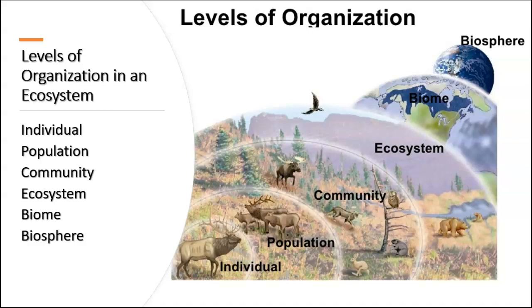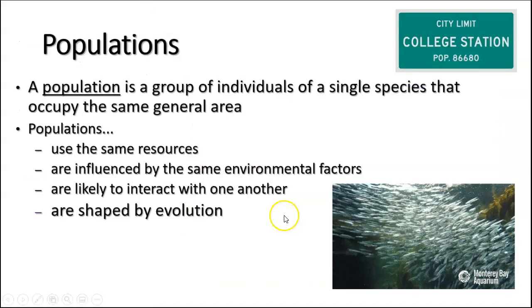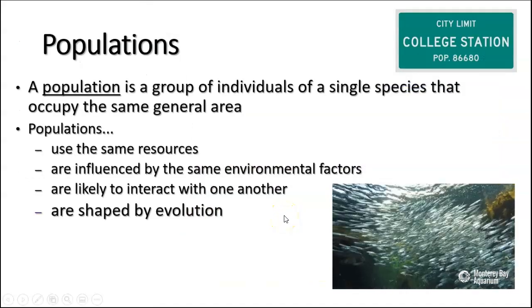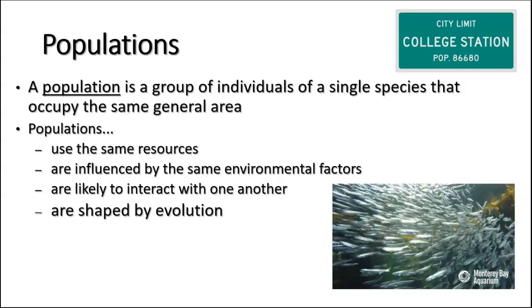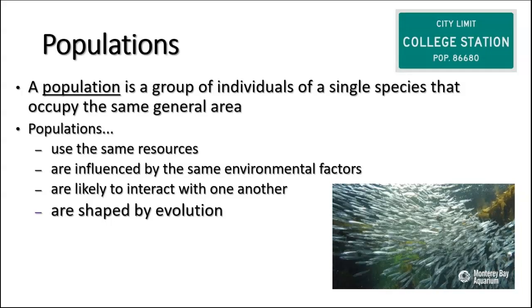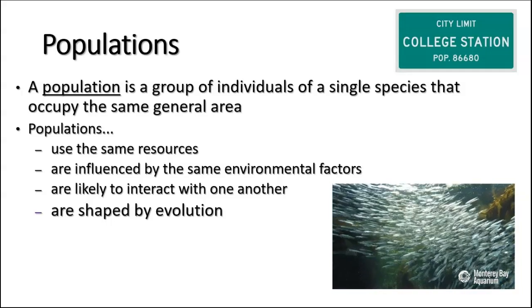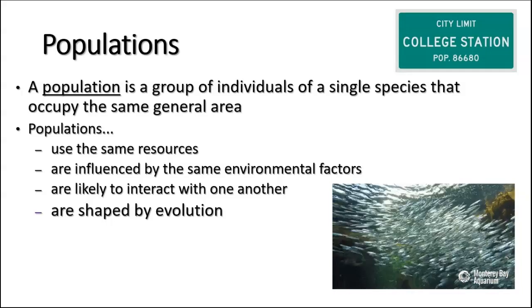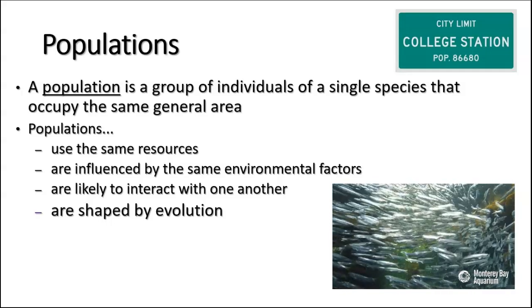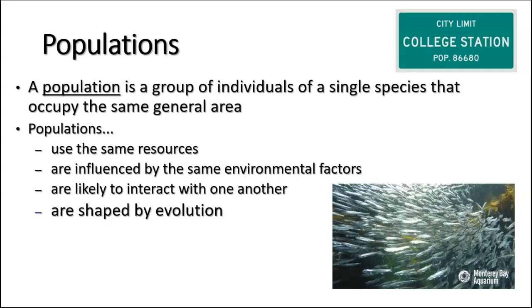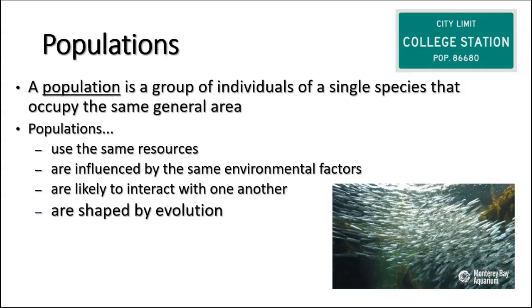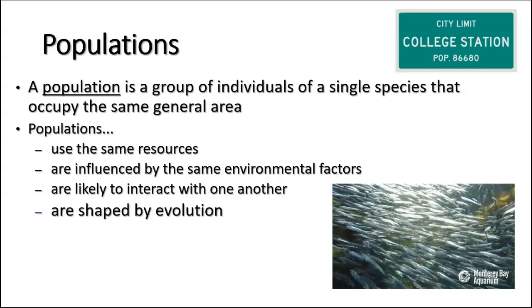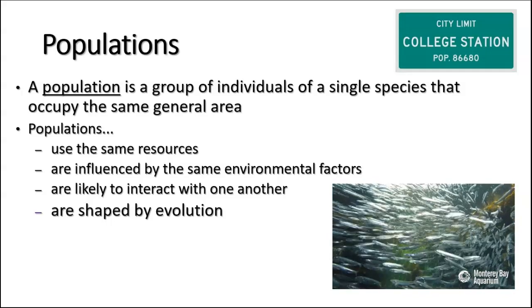So today, the topic is populations. A population, by definition, is a group of individuals of a single species that occupy the same general area and interact with each other. They use the same resources, whatever those happen to be. They eat the same kind of food. They are influenced by the same kind of factors, whether it's the weather or other parts of the environment. They're likely to interact with each other.